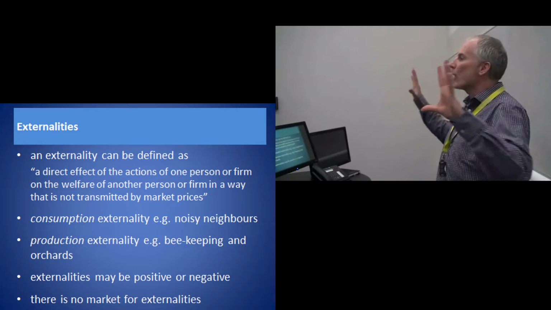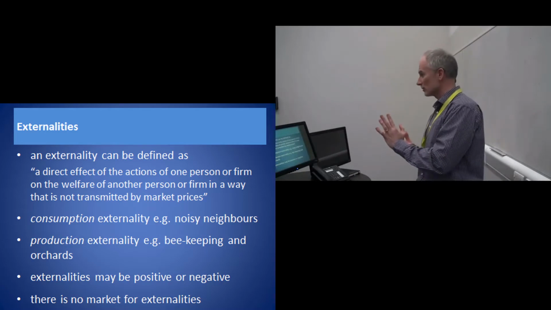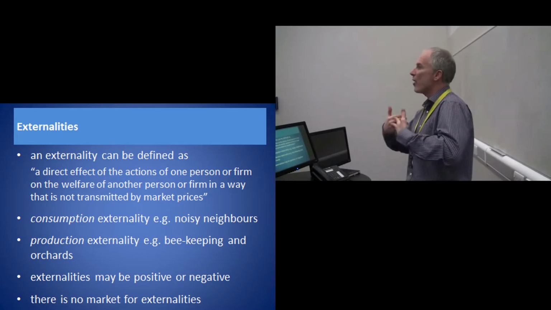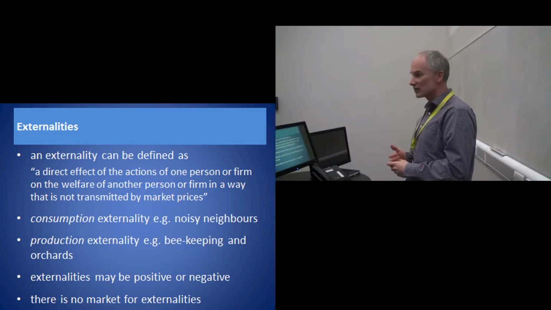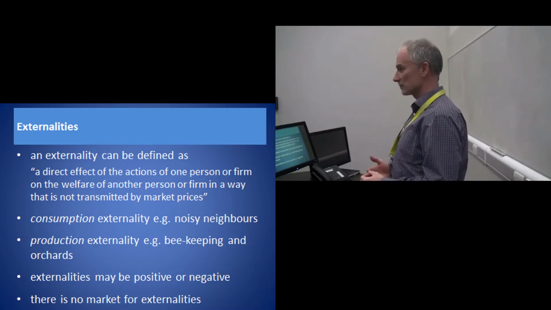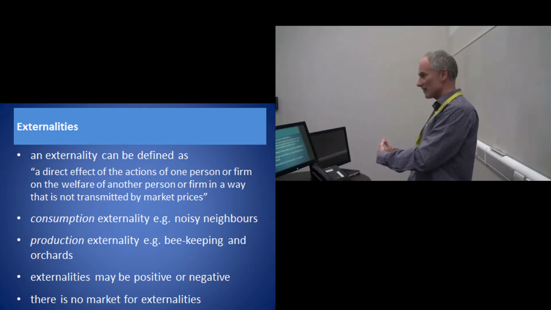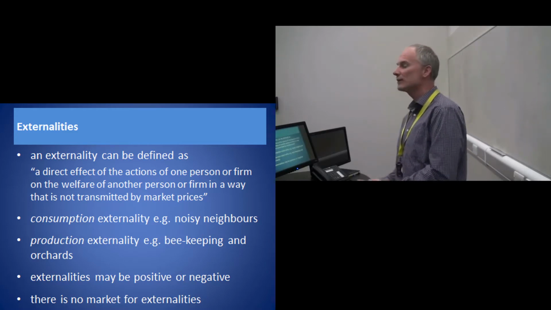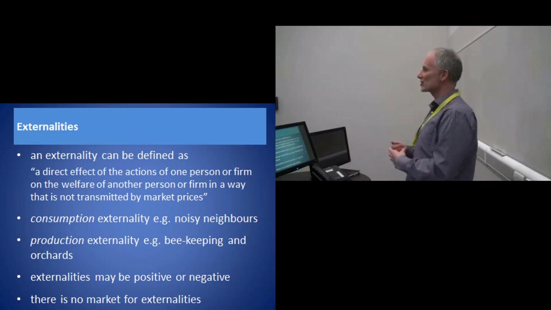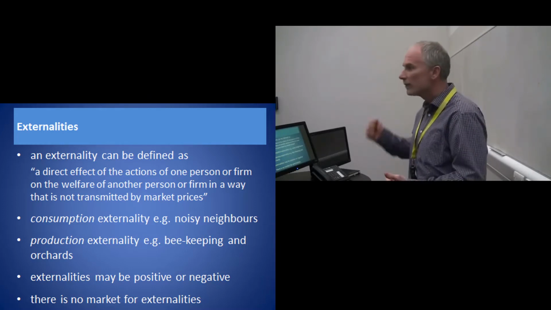Now, it doesn't matter what type of externality we're talking about. It could be consumption, it could be production. They can be either positive or negative. They can have a positive impact upon the activities or the welfare of others, or they could have a detrimental impact. If they have a detrimental impact, they're described as a negative externality. If they have a beneficial impact, they're described as a positive externality. But it doesn't matter what type of externality we're talking about, be it consumption or production, be it positive or negative.